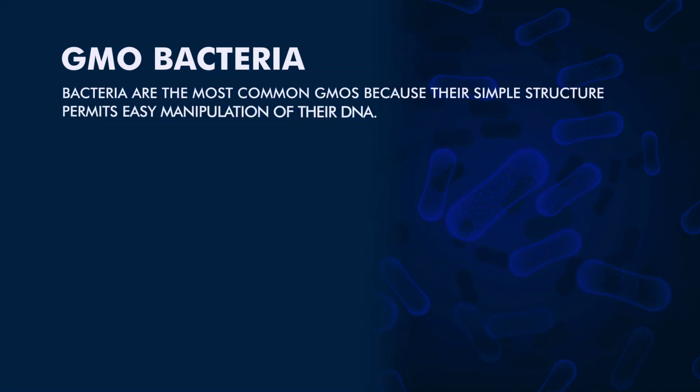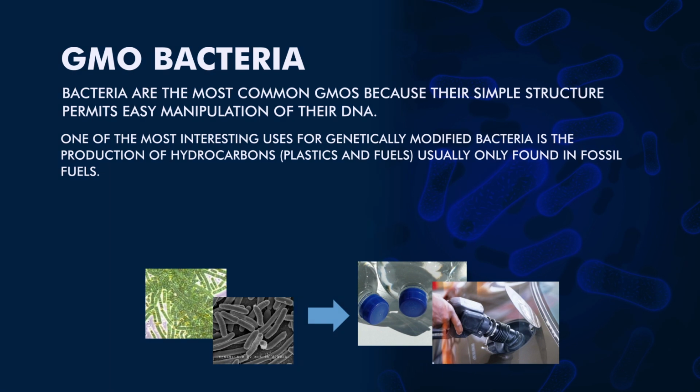Then what are genetically modified organisms, or we can say, what are genetically modified bacteria? Bacteria are the most common GMOs because of their simple structure, which permits easy manipulation of their DNA. One of the most interesting uses for genetically modified bacteria is the production of hydrocarbons like plastics and fuels, which are usually only found in fossil fuels. To make their supply sufficient for market demand, these hydrocarbons need to be produced in large quantities, and that is possible with the help of these GM bacteria.